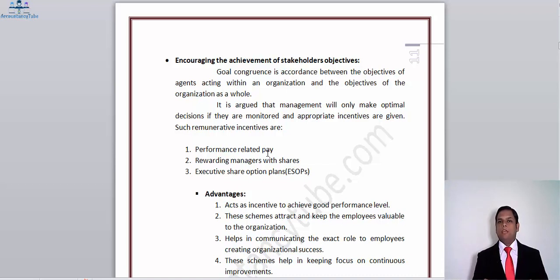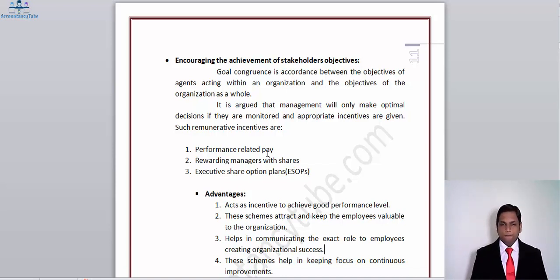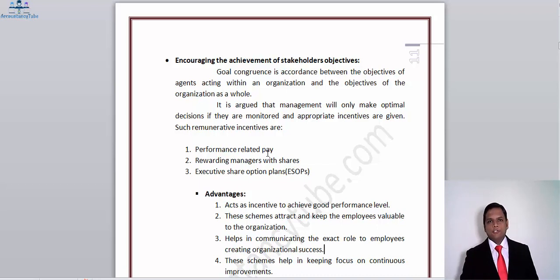First is performance related pay. Simple as that and straightforward. It happens in most organizations that if they achieve a certain level of performance, any threshold can be put in place. For example, if a share price increased by, let's say, 50% or 100% or 200% in a year, they will get an incentive of this much amount. Senior management are paid handsomely.